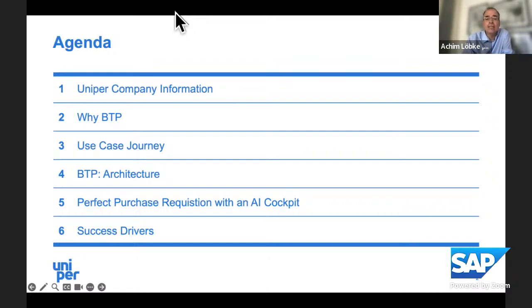It went live this year. This is our perfect purchase requisition cockpit, where we have also heavily now artificial intelligence already included. And in the end, you will get some success drivers, because everything is about technology, of course, but technology is only 50% or maybe 40%. Important is that we, as humans, stand together and that we feel as one team. Doesn't matter if we come from SAP, from DXC, from Uniper, from Adesso, or from other companies, that we stand together as one Uniper team and that we drive it with much team spirit and with much fun.